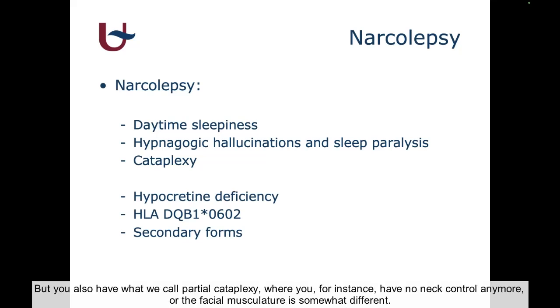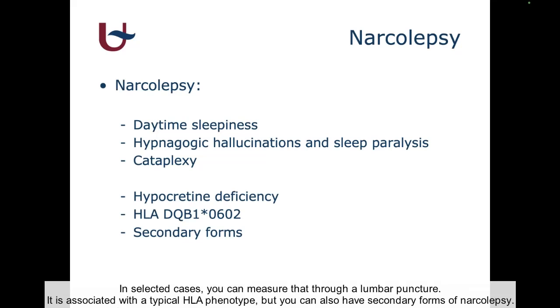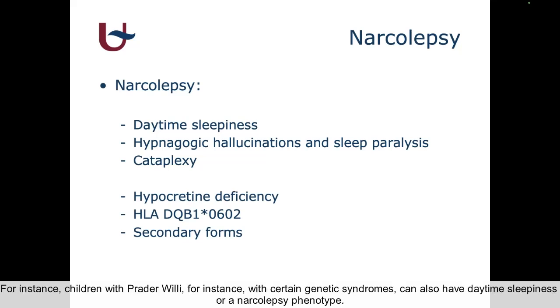But you also have what we call partial cataplexy, where you, for instance, have no neck control anymore, or the facial musculature is somewhat different. So be alert also for cases with partial cataplexy. But cataplexy is very, very typical and pathognomonic of narcolepsy. The majority of cases in narcolepsy are caused by a hypocretin deficiency, which you can, in selected cases, measure through a lumbar puncture. It is associated with a typical HLA phenotype, but you can also have secondary forms of narcolepsy. For instance, children with Prader-Willi, with certain genetic syndromes, can also have daytime sleepiness or a narcolepsy phenotype.